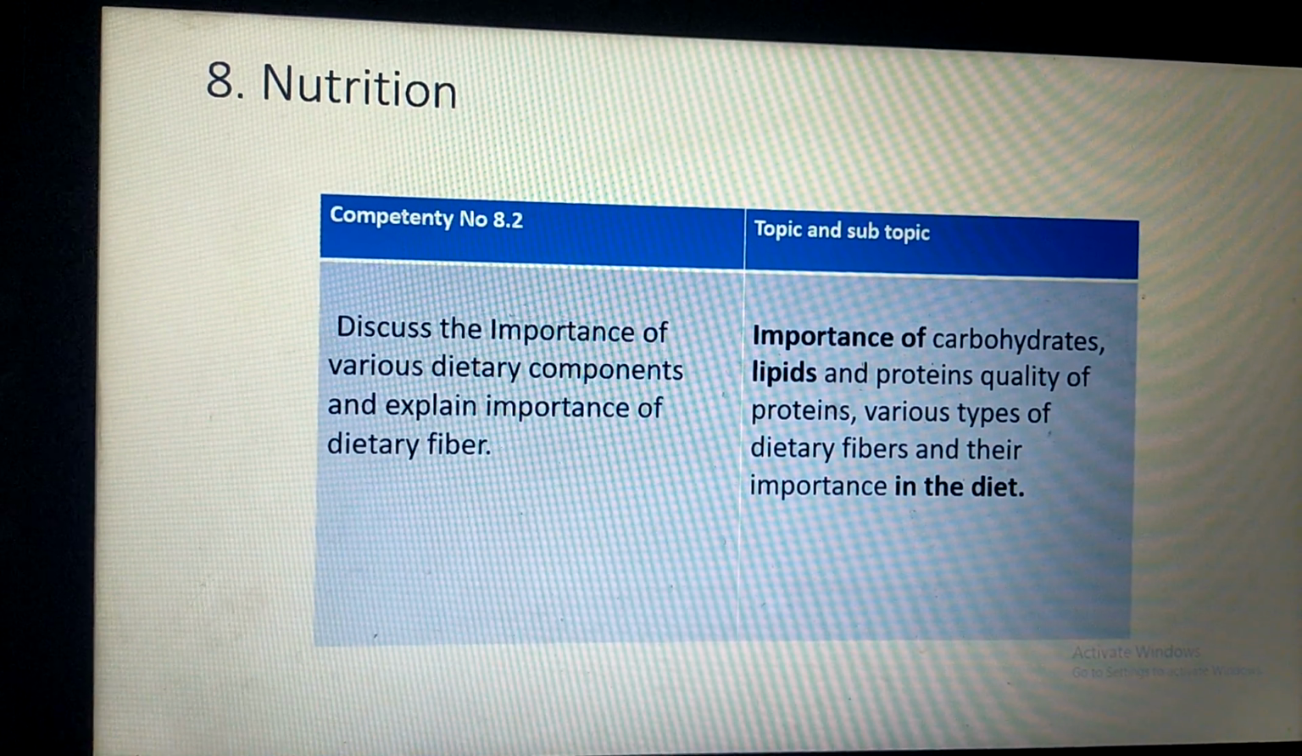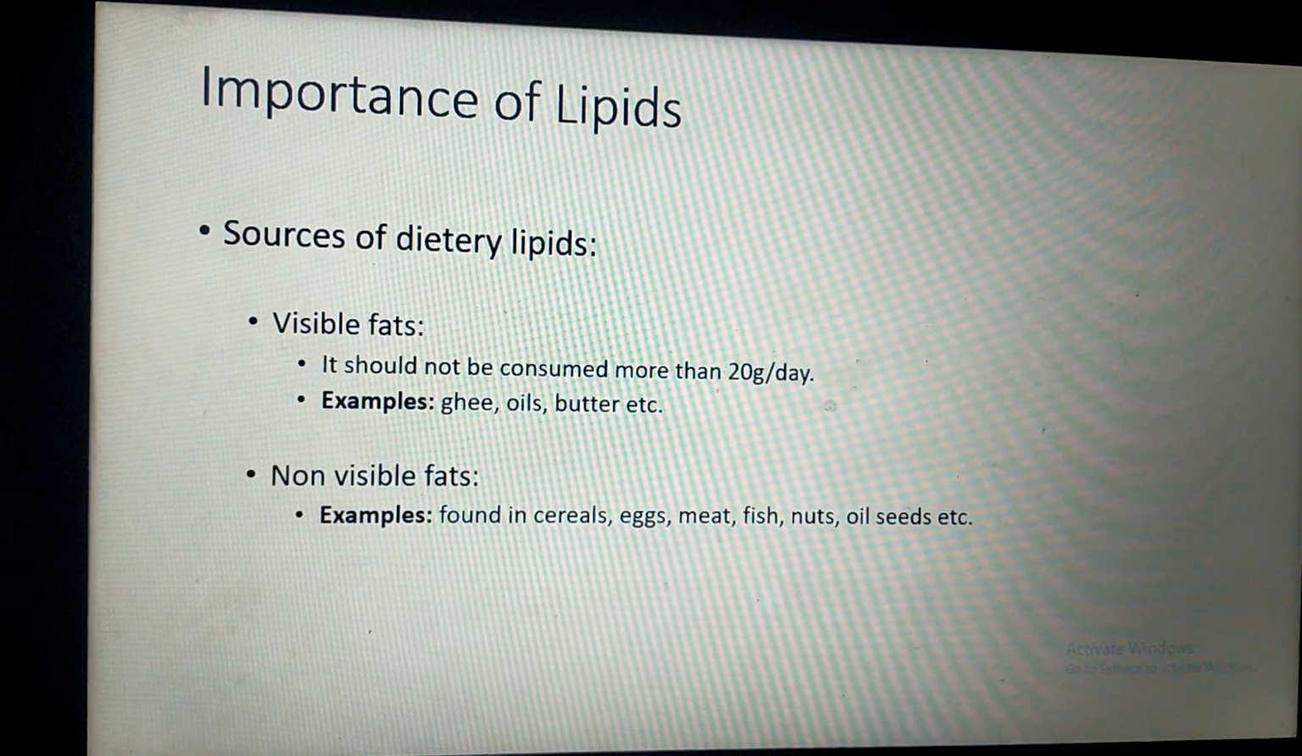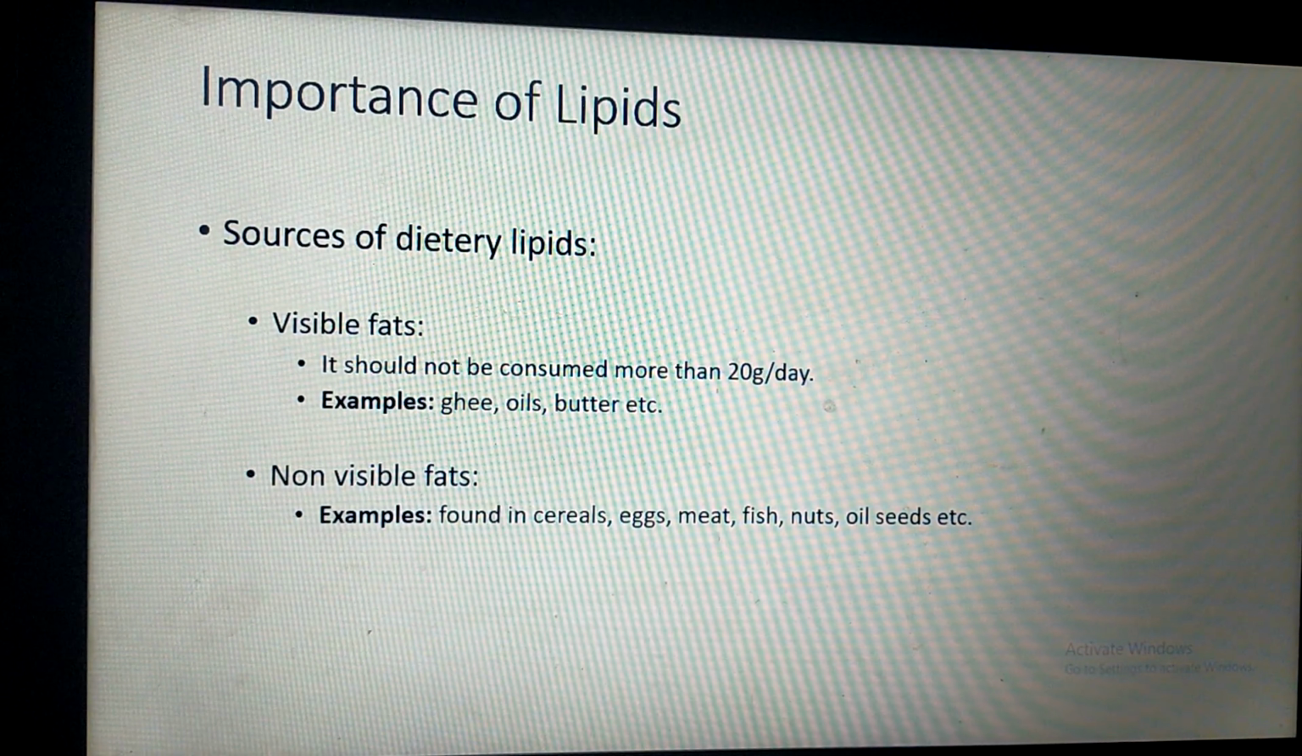Good morning, students. We will continue the topic nutrition, competition number 8.2, and today's topic is importance of lipids in the diet. In our diet, two types of lipids are present: visible and non-visible fats.